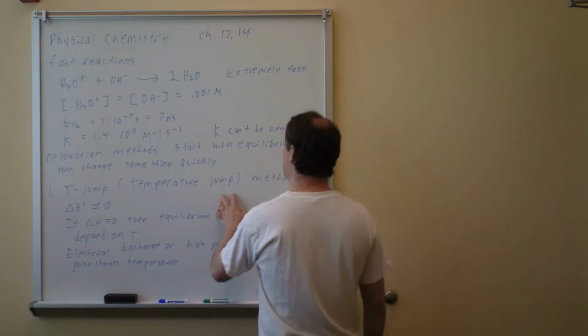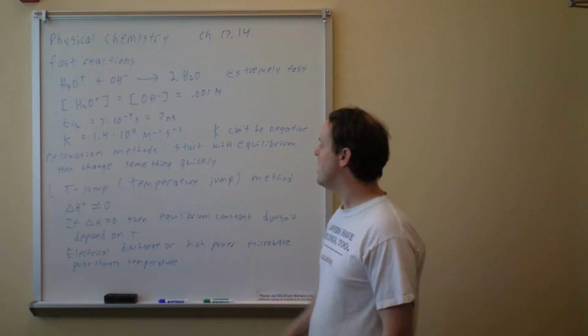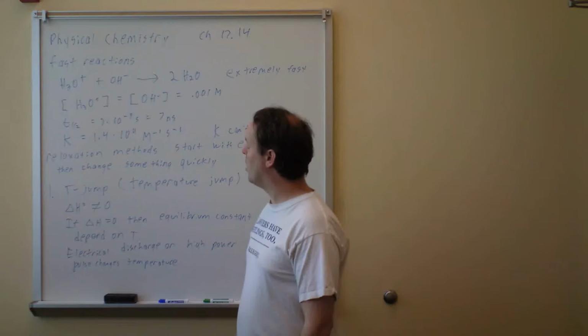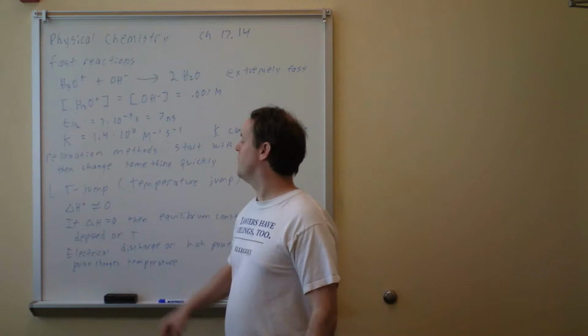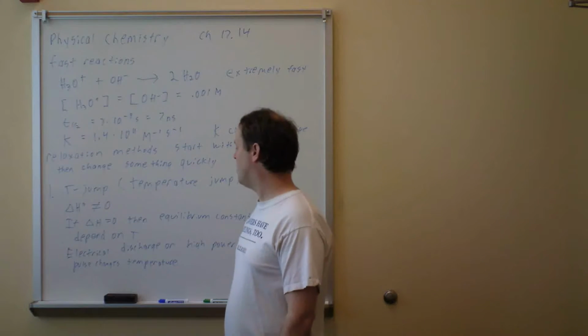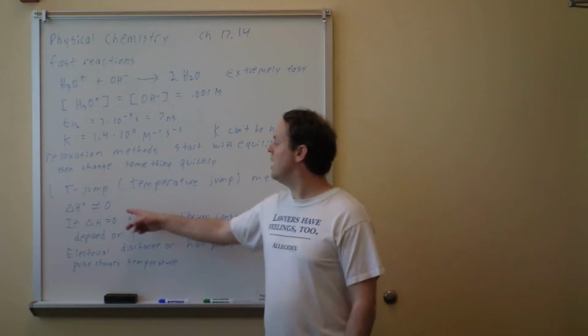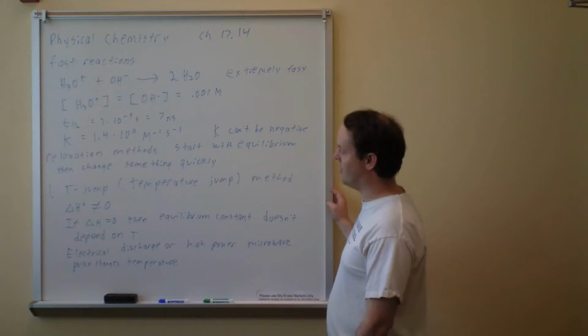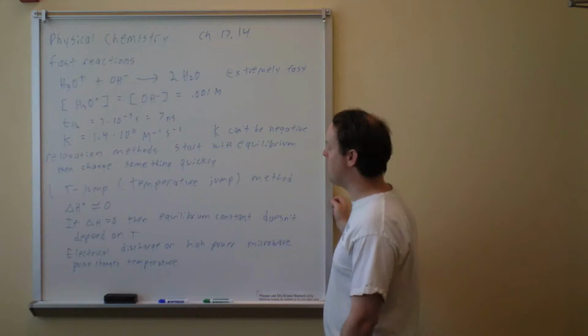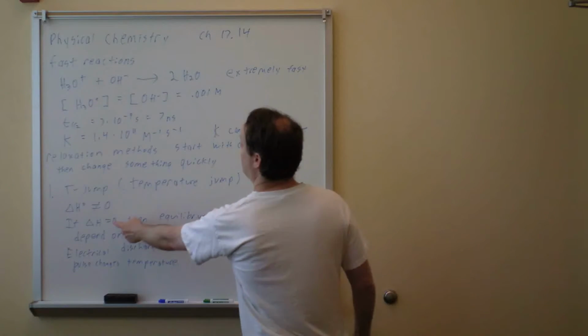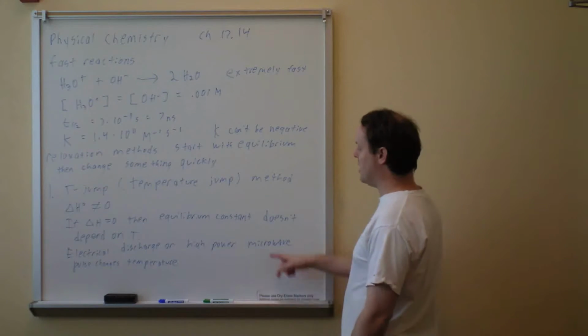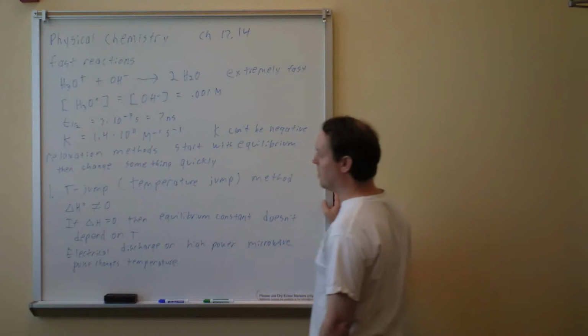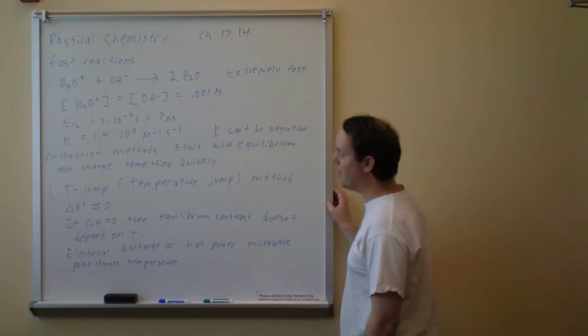T stands for temperature, so this is the temperature jump method. Now this won't work if you have a reaction where the change in enthalpy for the reaction is 0. But it can be endothermic or exothermic, just it can't be delta H equals 0. So if delta H were equal to 0, then obviously the equilibrium constant wouldn't depend on temperature, and there would be no point in doing this method.